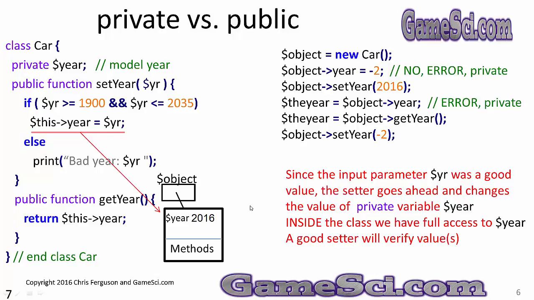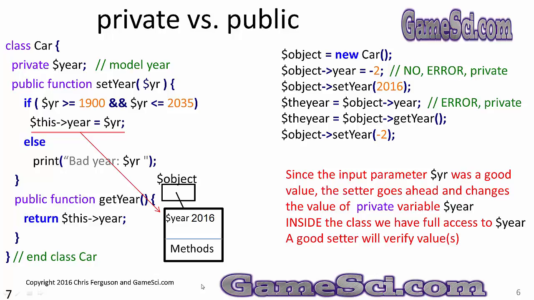changes the global variable. Notice on the left side, inside the car class, I do have access to the year variable. But over on the right side, outside the class car, I don't have direct access to the year variable. That's why I have to call a set method. And again, that's what a good setter does. And that's why we have this private and public.